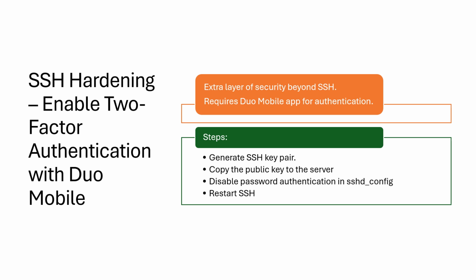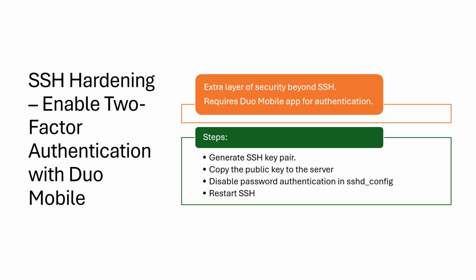Enable challenge response authentication in the SSH configuration file. Set ChallengeResponseAuthentication, all one word with capital letters at each, to yes, and then restart SSH to apply the changes with sudo systemctl restart ssh.